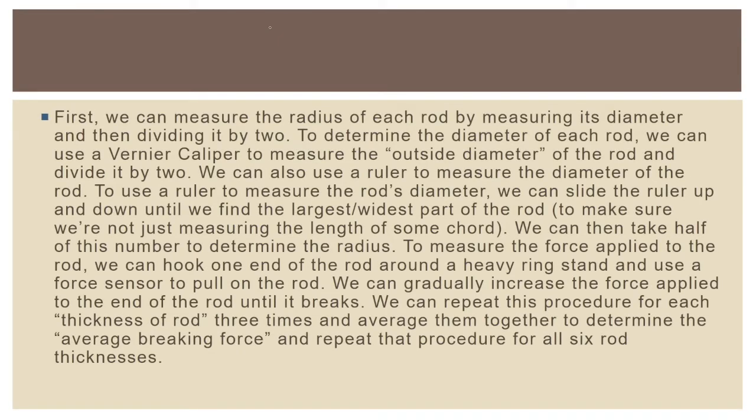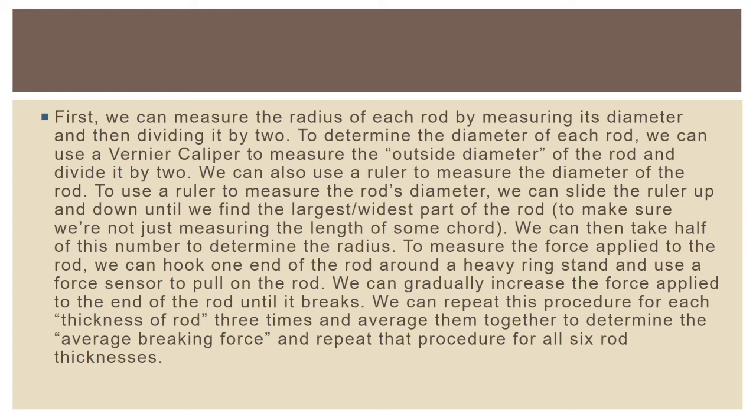I wrote here, first, we can measure the radius of each rod by measuring its diameter and then dividing by 2. To determine the diameter of each rod, we can use a vernier caliper to measure the outside diameter of the rod and then divide it by 2. We could also use a ruler to measure the diameter of the rod. To use a ruler to measure the rod's diameter, we can slide the ruler up and down until we find the largest or widest part of the rod, to make sure we're not just measuring the length of some chord. I think that's an important thing to point out also.